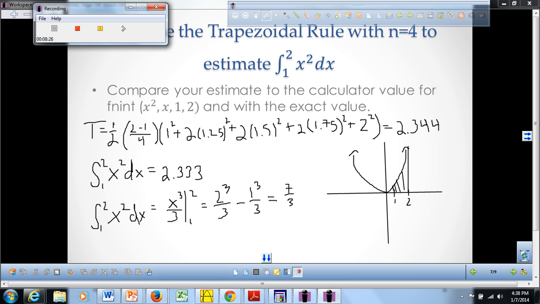The reason that they are not the same is that the function is concave up, so our trapezoidal approximation is going to overestimate a little bit. And we could have gotten a better approximation with the trapezoidal approximation if we had used many more trapezoids. The more trapezoids you have, the closer you will be to the exact value.